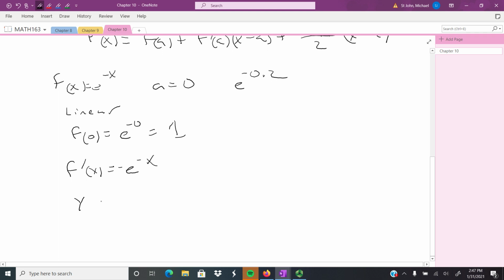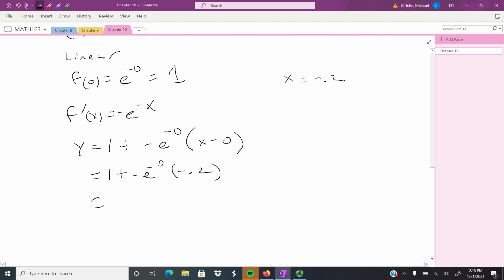So y would equal 1 plus minus e to the minus 0 times x minus 0, and x is going to be minus 0.2. So 1 plus minus e to the minus 0 times negative 0.2. The value of e to the 0 is 1, so this is going to be 1 minus 0.2, which gives us 0.8.